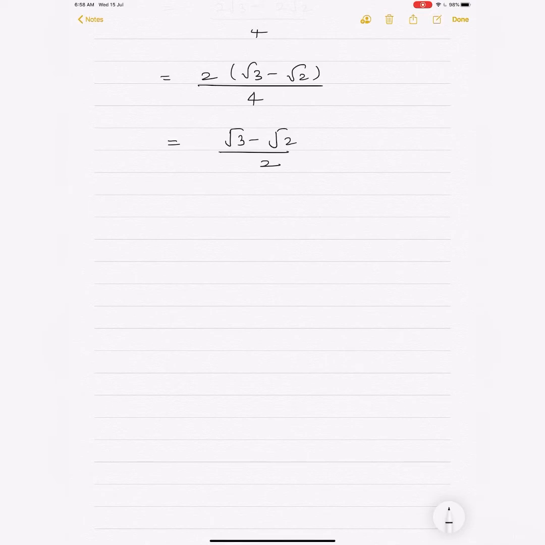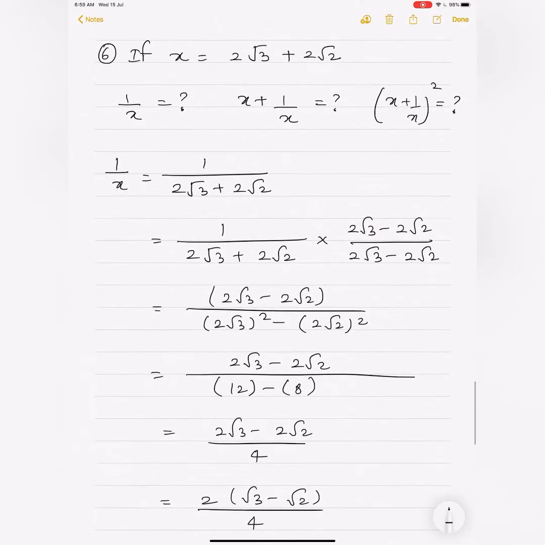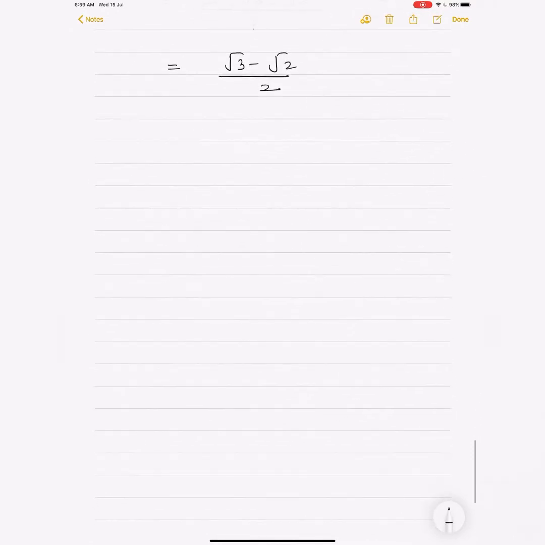So we found 1 upon x with this. Now they're asking us to find x plus 1 upon x. So now what will be x plus 1 upon x equal to? So 2 root 3 plus 2 root 2, that's your x, plus 1 upon x. What is 1 upon x equal to? We already found root 3 minus root 2 whole thing upon 2.